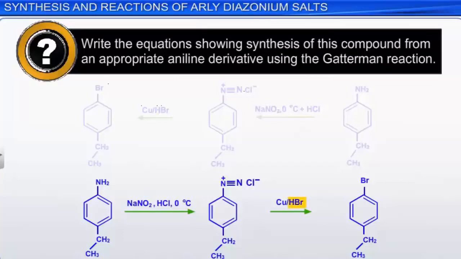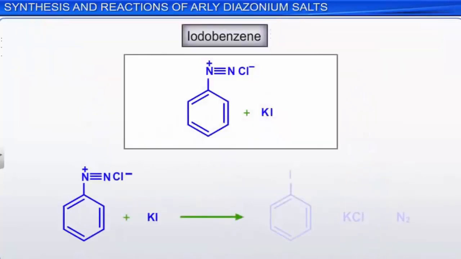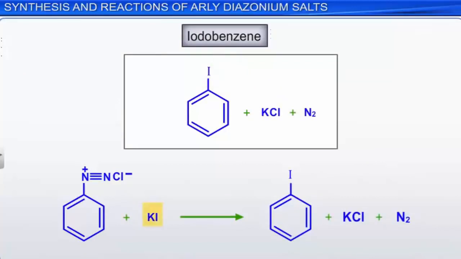The diazonium group can be replaced by iodine ions if the diazonium salt solution is treated with potassium iodide. This reaction forms iodobenzene as the primary organic product. Try to answer this question on your own before proceeding. Draw the major organic product of this reaction.